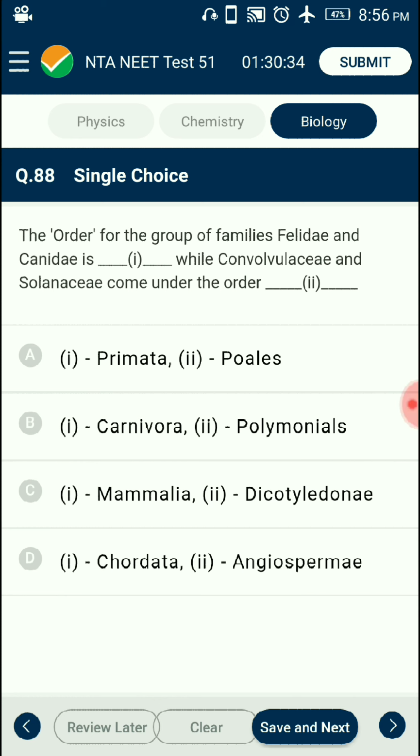Question number 88. The order for the Felidae and Canidae is dash, while Convolvulaceae and Solanaceae come under the order dash. Felidae comprises the cats and Canidae includes the dogs. These two families come under the same order, Carnivora, as both of these are predatory and carnivorous. Based on floral patterns and characteristics, the families Solanaceae and Convolvulaceae have the same order. The order is Polemoniales. So the answer is option B, Carnivora and Polemoniales.